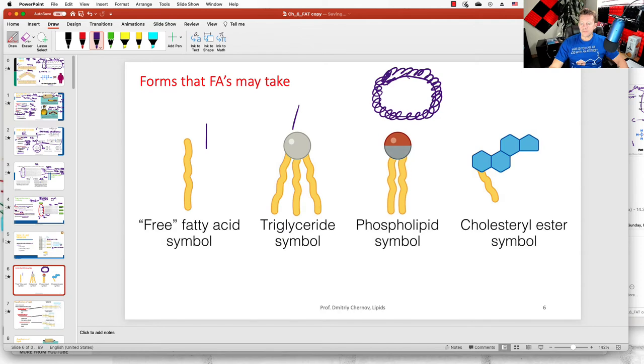And cholesterol, cholesterol ester. That's the symbol for cholesterol, like a diamond. It resembles a molecule of sugar, this one, not really sugar, but your body is able to make cholesterol from sugar.